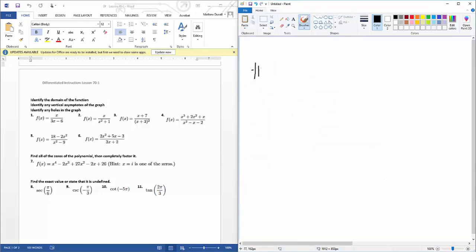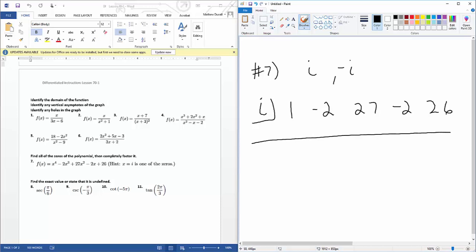So for number 7, I'll start you guys off. It gives you i as a 0. Now, because of the conjugate zeros theorem, it also says that -i is a 0. So you're going to be plugging in both i and -i. So i, and then once you're done with this, whatever you get here, you're going to use -i.